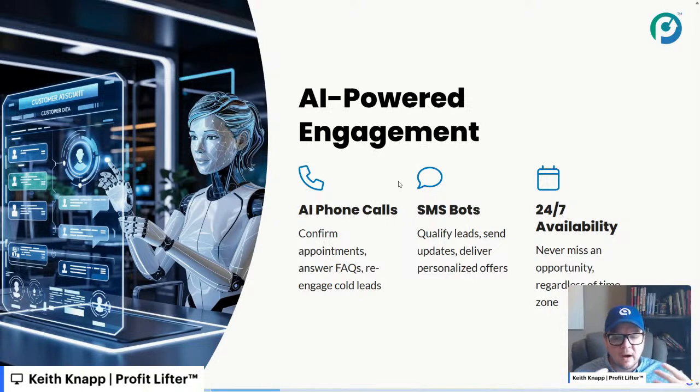But this is where your AI can confirm appointments. When somebody opts in, you can have AI make an outbound call and say, hey, we noticed that you opted in for our lead magnet. Just wanted to call and say thanks, see if you had any questions. It can handle that process of instant communication. It can answer your FAQs. It can re-engage cold leads for you. There's just all sorts of activities that AI can handle.